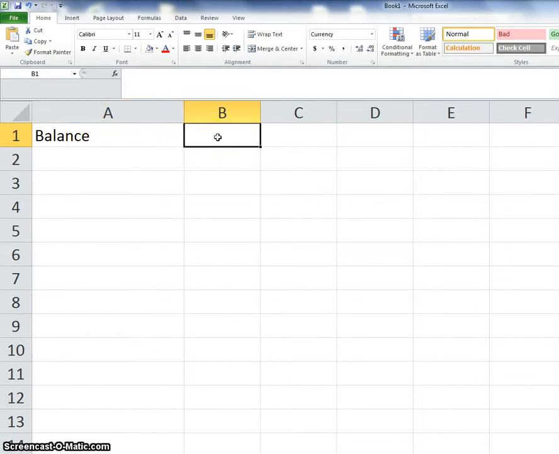Then we're going to click over in B1, type a $, and start out with $412.55. I'm going to give you that much imaginary money to start with. So that's your checking account. Now we need to keep track of everything you purchase and how much it costs, and also how much money you deposit into your checking account, because it's really important that you know how much money you have so that you don't run out of money.